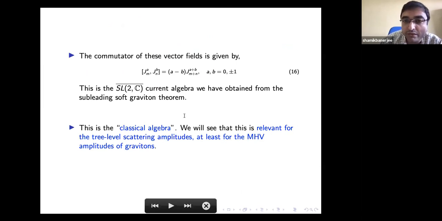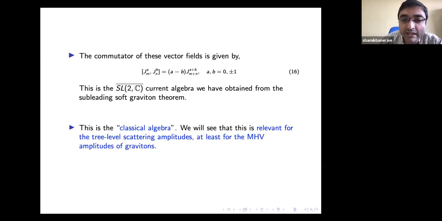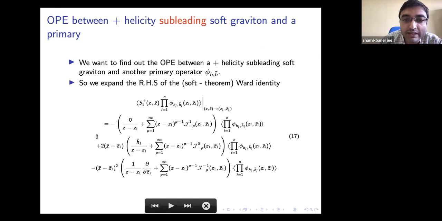So if you want to think of this as an asymptotic symmetry group, then that's the way to think about it. The only difference is that among the diffeomorphisms, you also have to include the singular diffeomorphisms, and those singularities are of this form. Okay. So now let me go to the important thing.